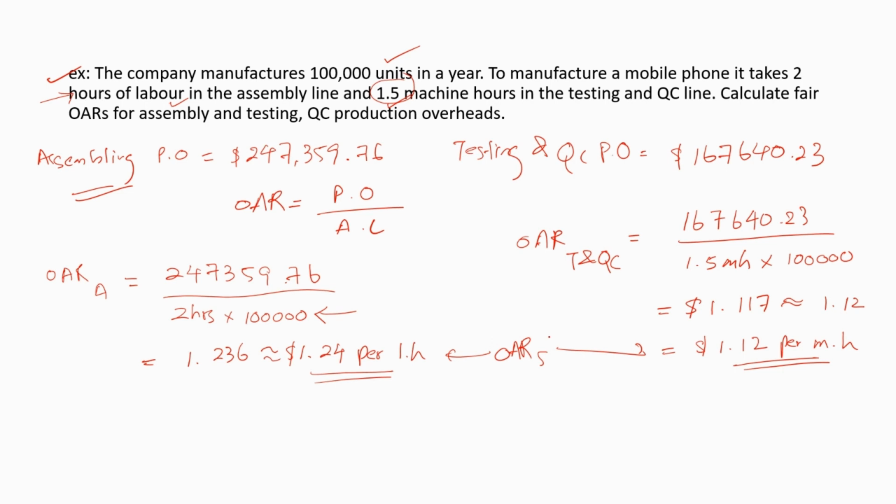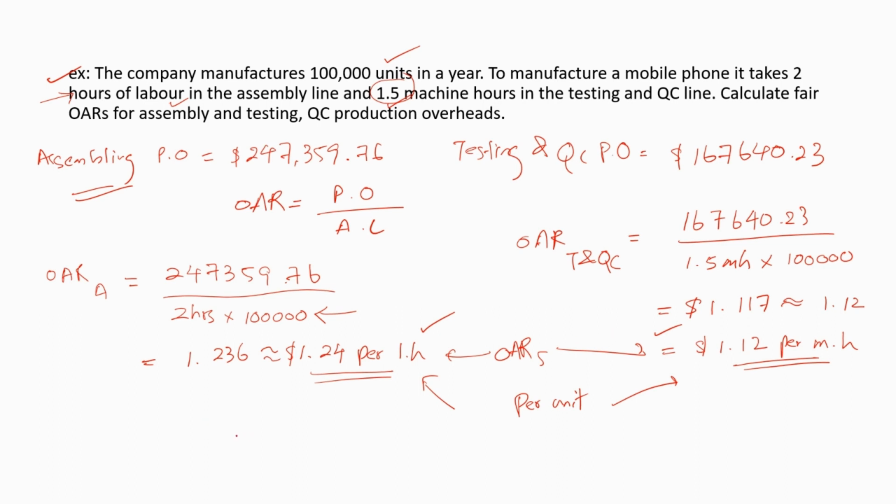Using these values, now we can calculate the total production cost per unit. But there is another important thing to notice here. In order to calculate the total production cost per unit, we need to convert these OARs to per unit values. These OAR values are correct, but if the question is asking you to calculate the total production cost per unit, you have to convert these values to per unit values.